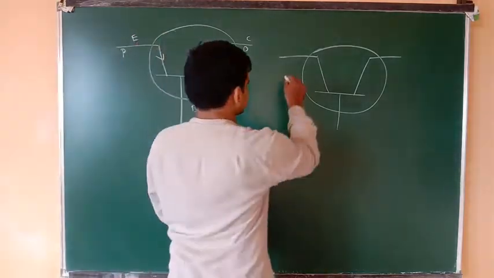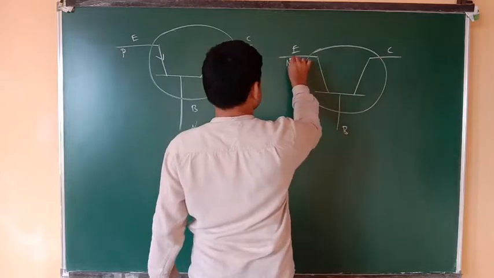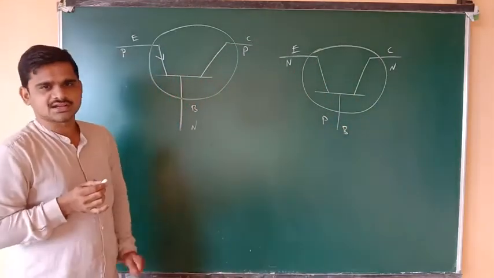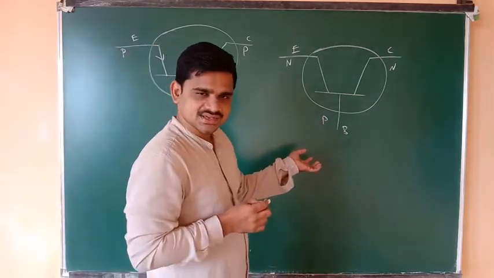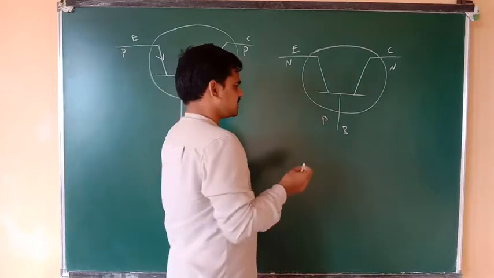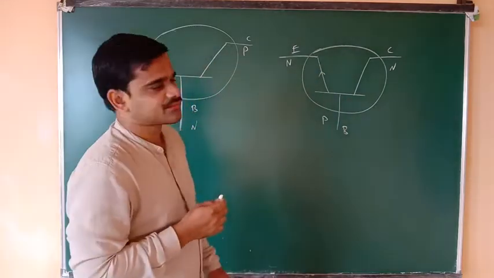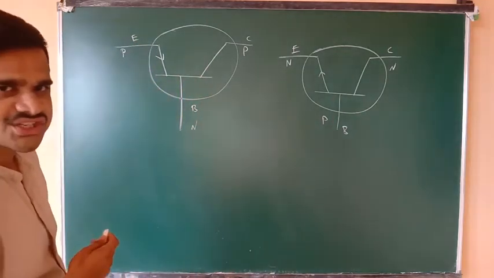In an NPN transistor, emitter, base, collector, this is n-type, p-type and n-type. In this situation, the holes are more in the base because it is p-type semiconductor, and the current flows in the direction of holes, positive charge carriers, from base to emitter. That's the main difference between the PNP and NPN transistors.